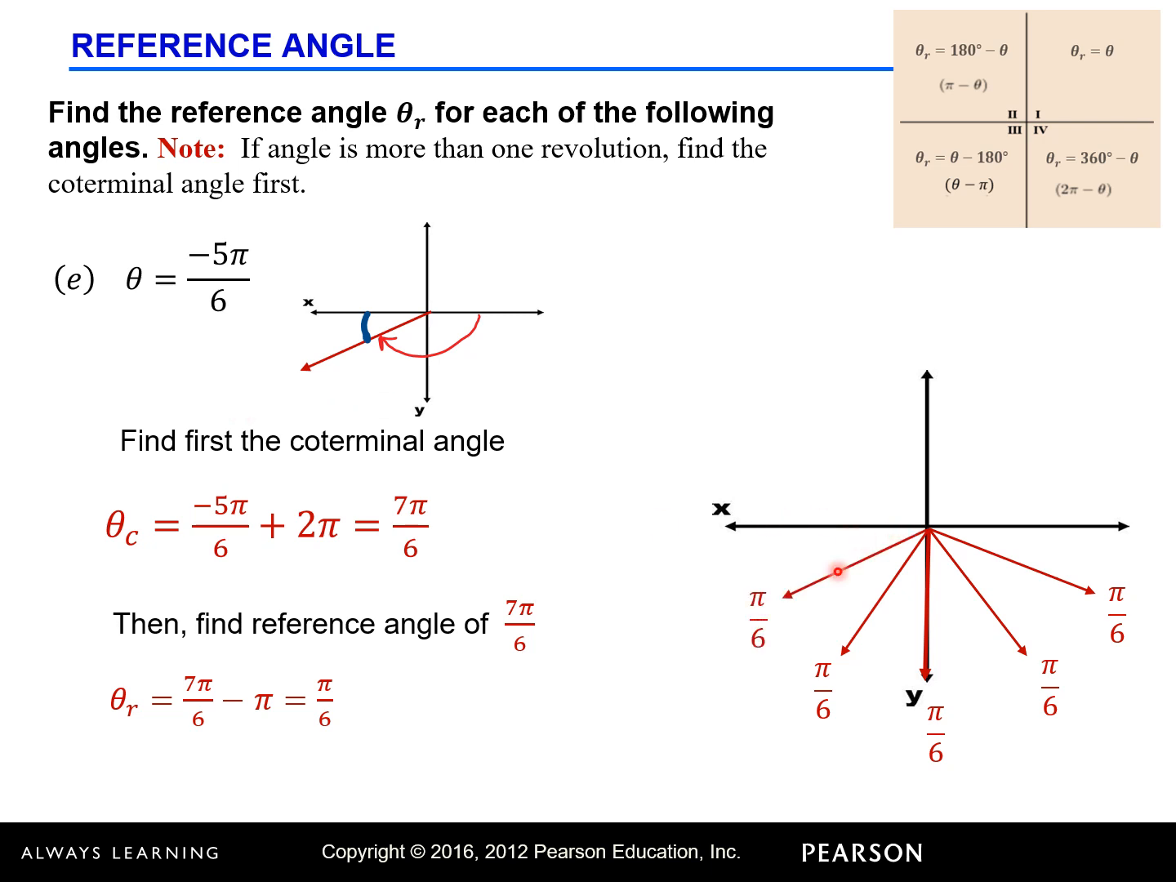Now, if we need 5 pi over 6, we have 1, 2, 3, 4, 5 pi over 6. 5 pi over 6 is somewhere here. And we know that the cut is pi over 6, so the reference angle here is pi over 6.